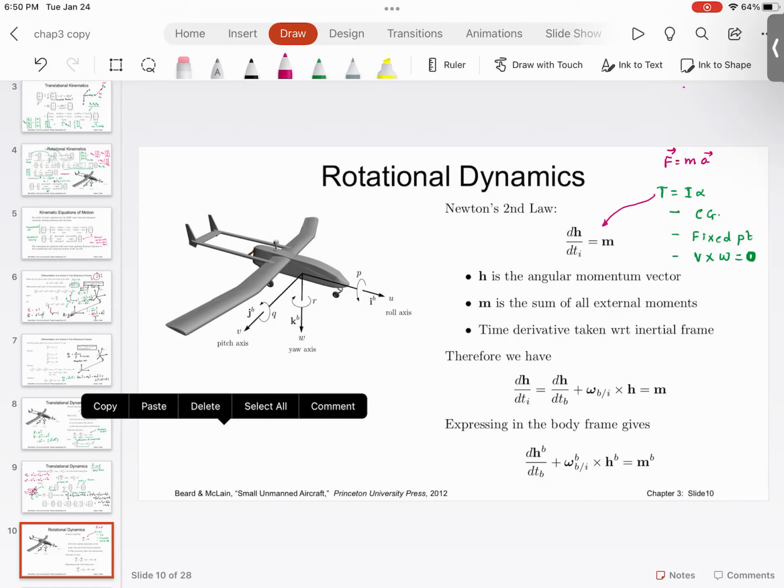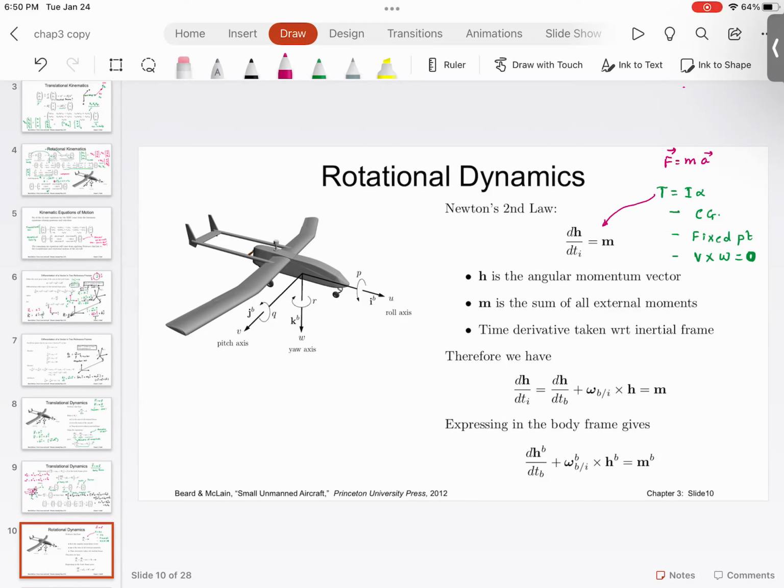Yeah, question. Is CG? CG is the CG of the aircraft. So that is where you can balance the aircraft. So C, center of gravity. So CG. Okay. Any other question?